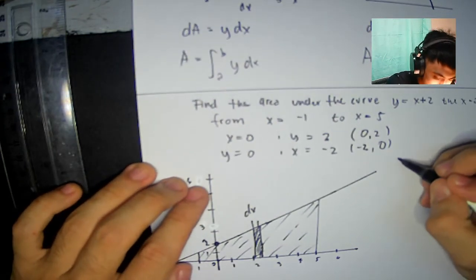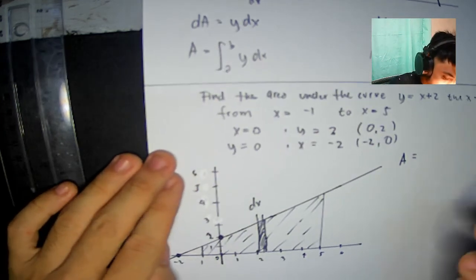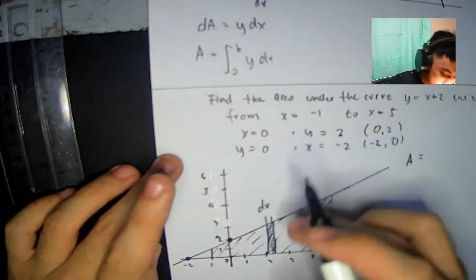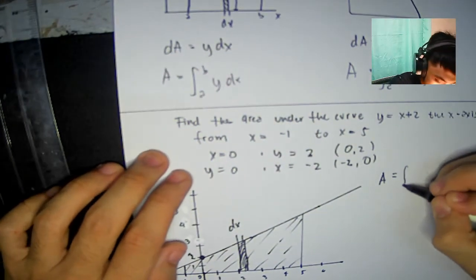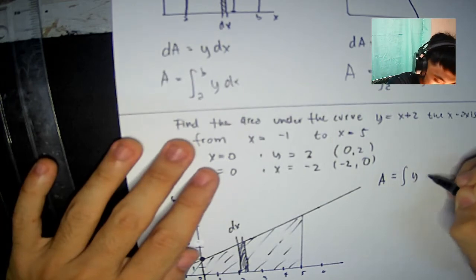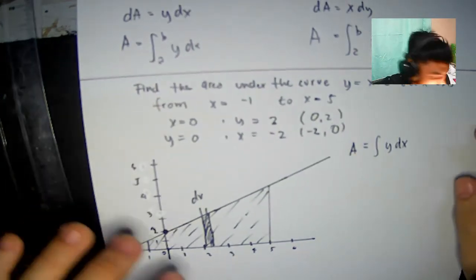So let's do it. A equals... Where does it respect the dx? It respects to y, so we'll use y dx. So that is how we find our area.